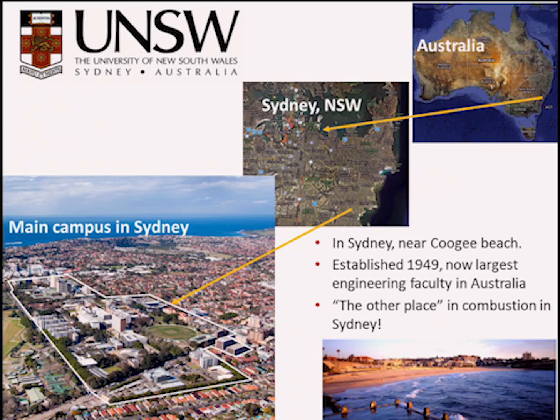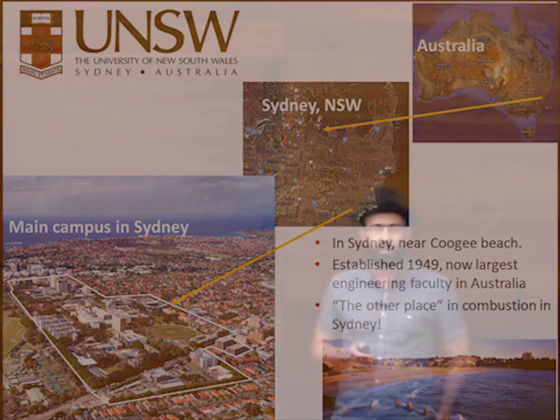In terms of the UNSW, we're a fairly new university, but we're quite strong in several areas, notably in engineering. We're actually now the largest engineering faculty in Australia, about 50% larger than the next largest faculty. And I regard us as the other place in combustion in Sydney.